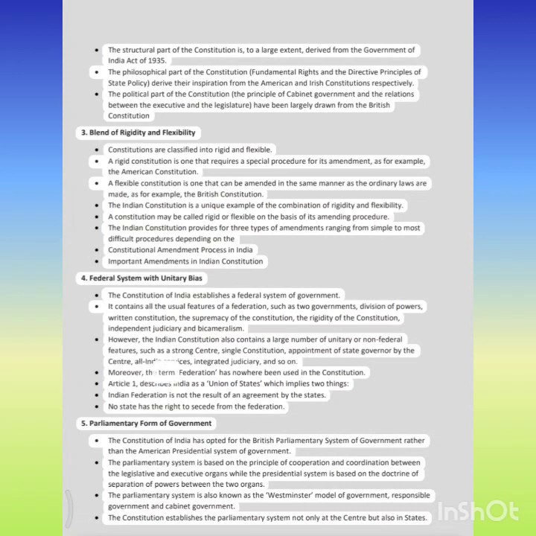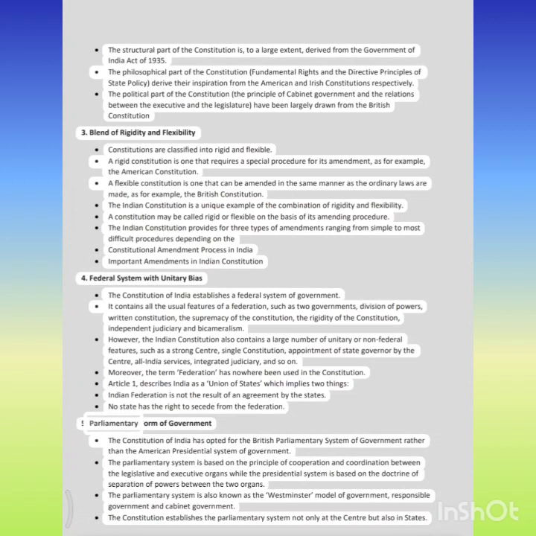Moreover, the term federation has nowhere been used in the Constitution. Article 1 describes India as a union of states, which implies 2 things. Indian federation is not the result of an agreement by the states. No state has the right to secede from the federation.